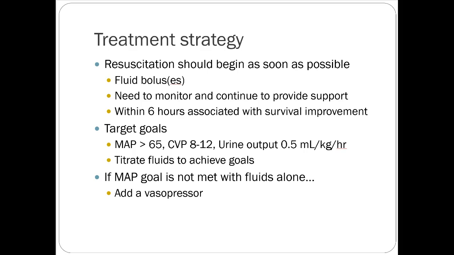Target again, MAP above 65. Venous pressures 8 to 12, which again is something we can measure specifically. But MAP's usually what we're targeting in the short term before we can get somebody in and get a Swan-Ganz catheter, get something more fancy to measure what's going on.